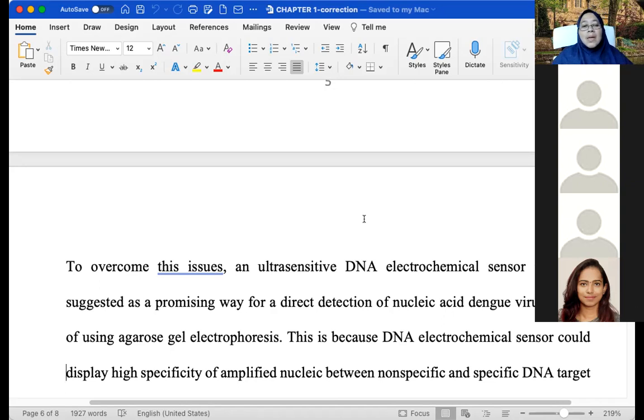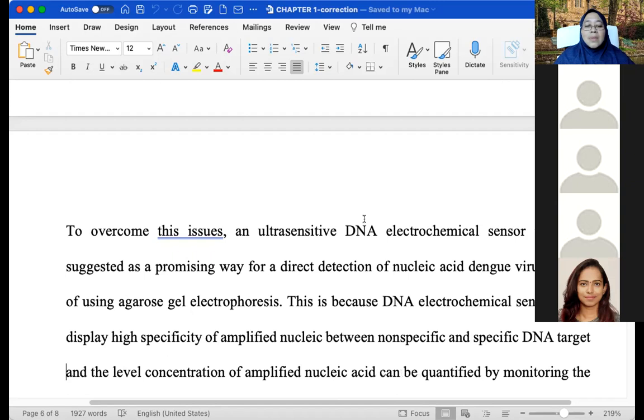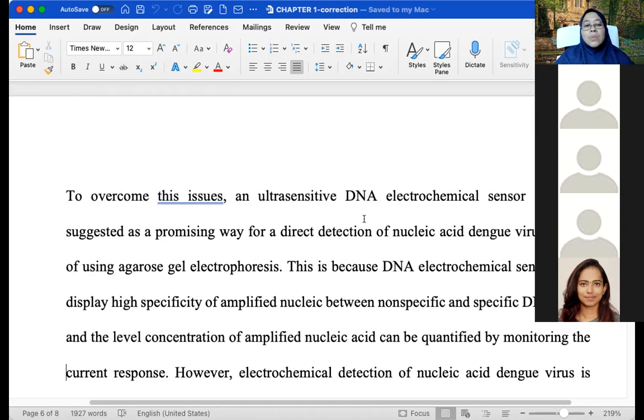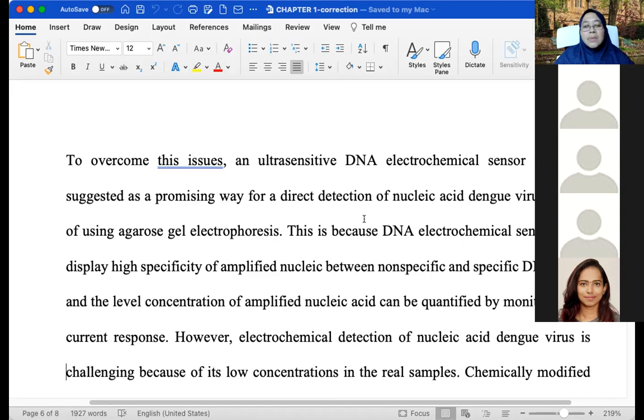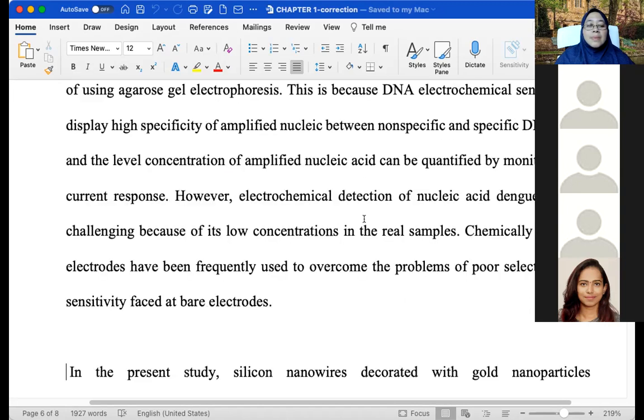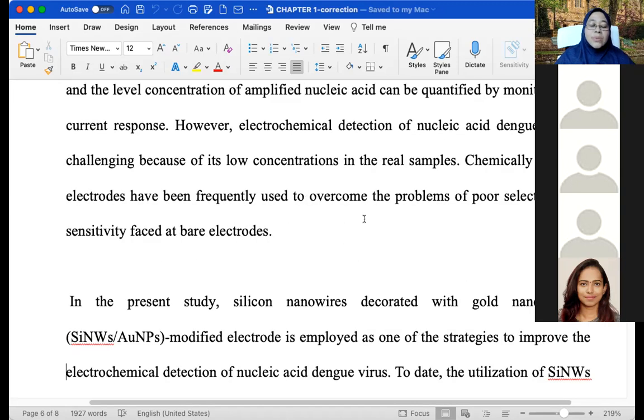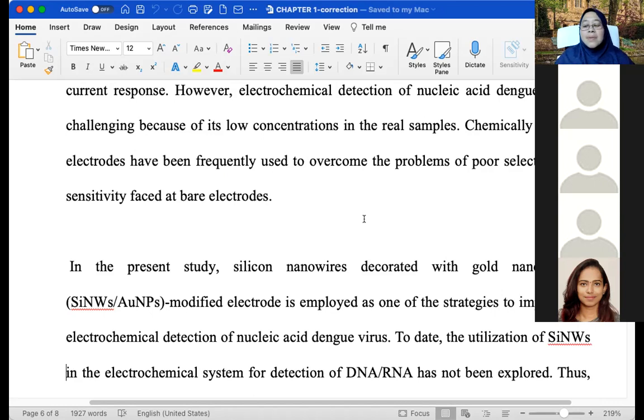And an ultra-sensitive DNA electrochemical sensor, because this is what he proposed. So to answer the above issues, he proposed DNA electrochemical sensors that actually simplify the molecular test. For molecular tests, if any of you are familiar, they use PCR, so there are quite a number of steps involved, right? So he also simplified that in the present study.